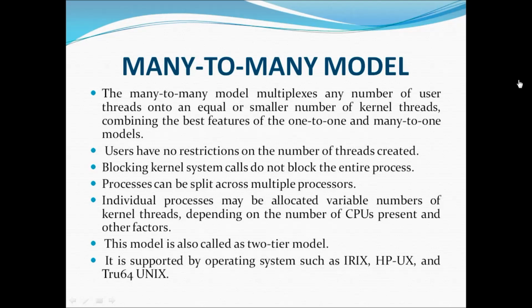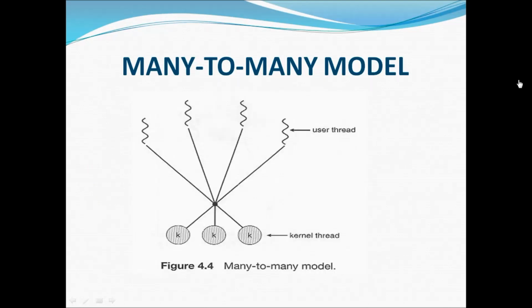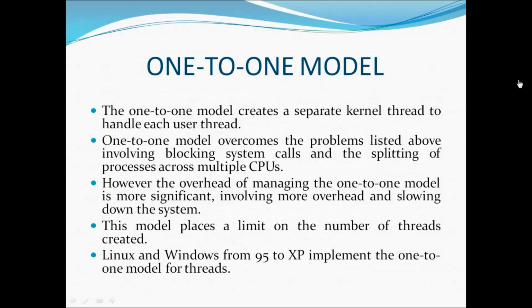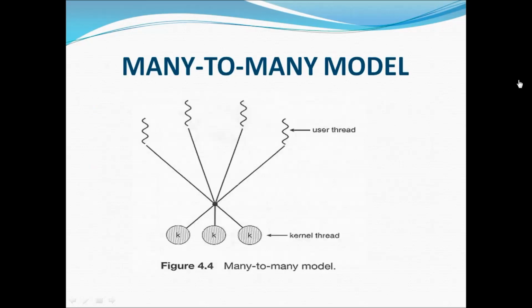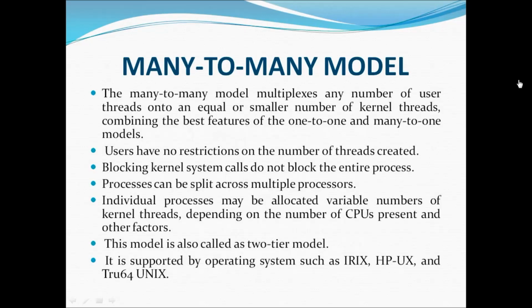Understood, guys? Many-to-many model means there can be any number of user threads. To that user thread, there can be equal or smaller number of kernel threads. Here, users have no restrictions on the number of threads created. But in the previous case, I told you have to restrict the number of threads created. But in this case, I don't have any restrictions to create the thread. So MS Word can be implemented in many-to-many model also.